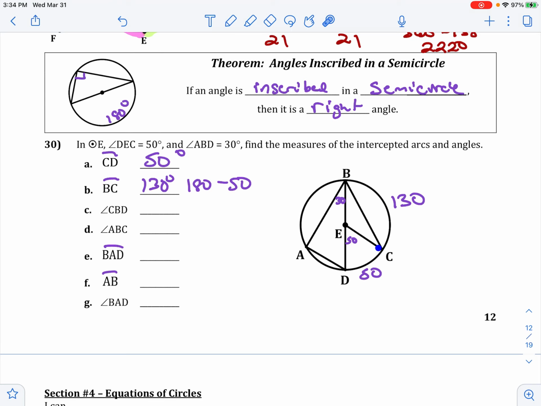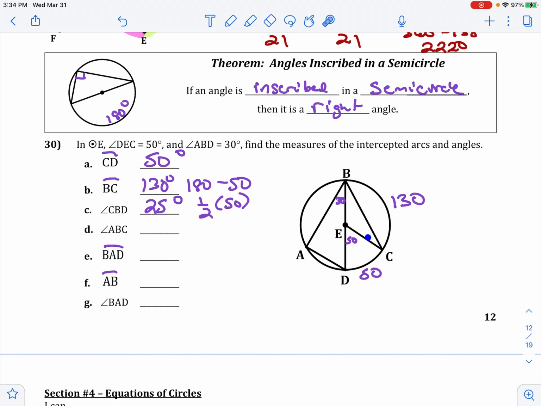CBD, look at that one. CBD is intercepting this 50, but it's on the circle, so it's going to be half. So half of 50, that's 25.